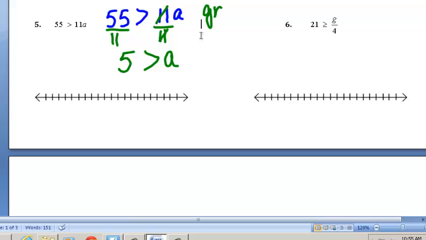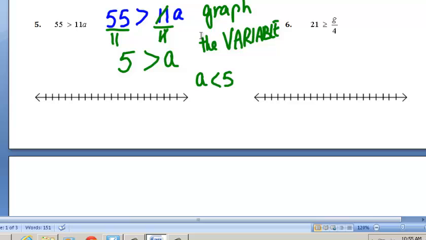Remember, we always have to graph the variable. That's what we are looking to graph. And if I have to graph it, a, what about a? What's the status of a? To say in plain words, a is less than 5. If you look, 5 is greater than a, or a is less than 5. So maybe this is what you want to think about when you're graphing. A is less than 5. Let's go ahead. 1, 2, 3, 4, 5, 6, 7, 8. Less than 5.